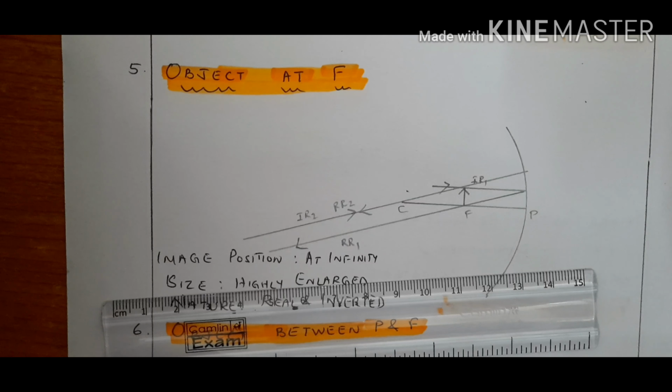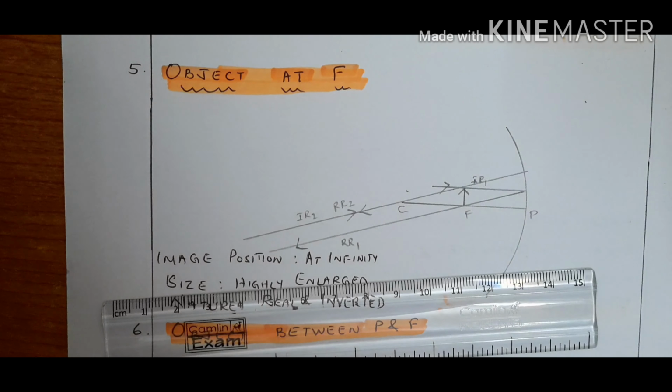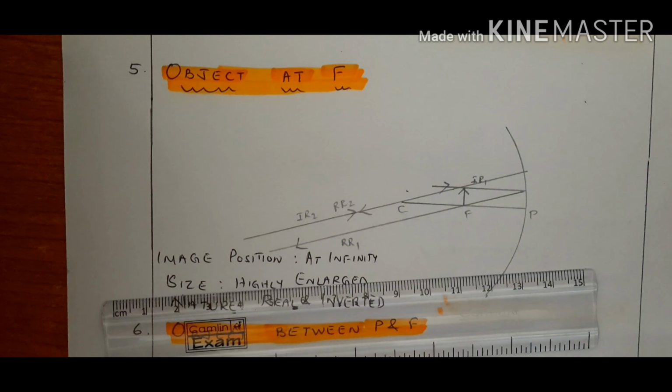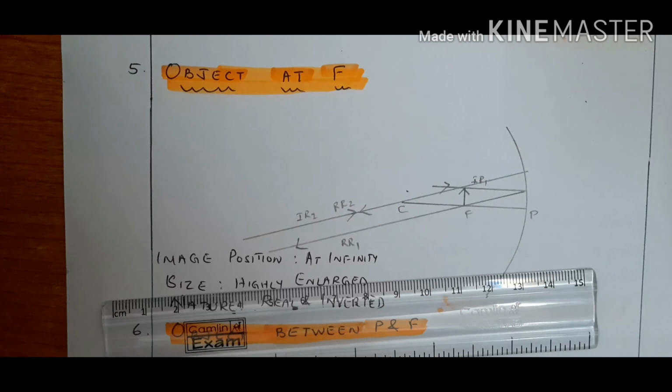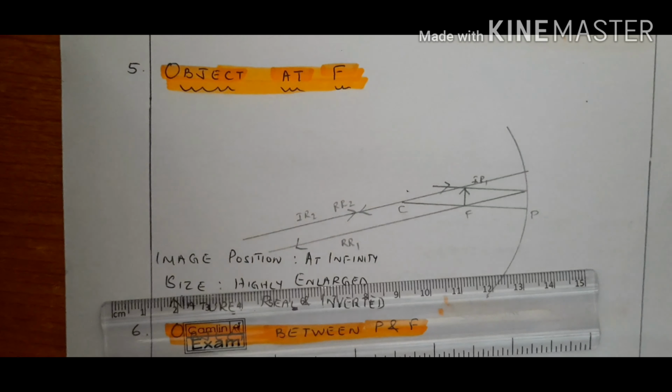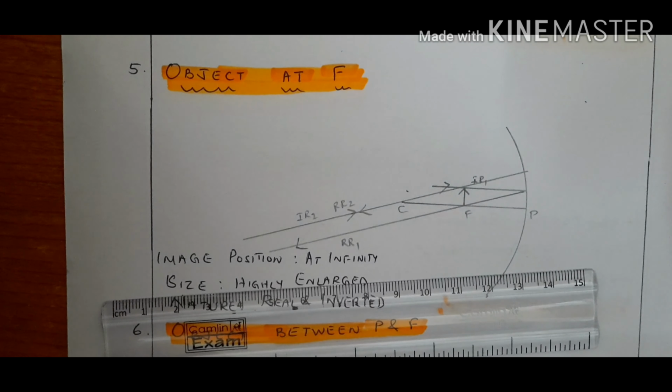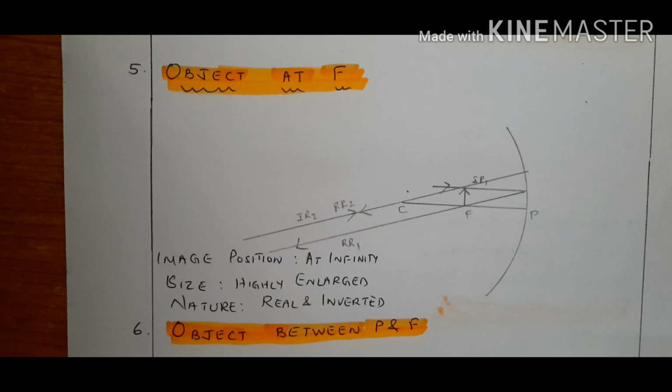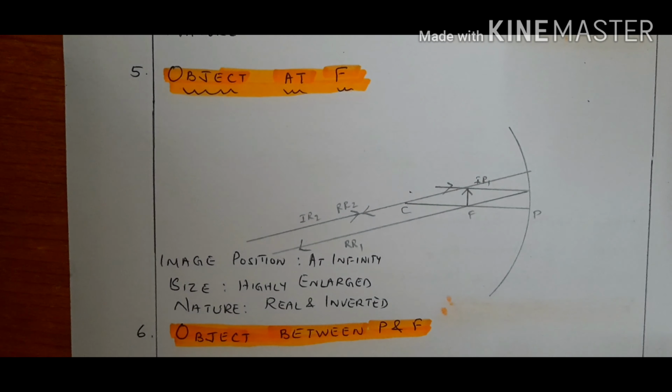Now what do you see about the two reflected rays? The two reflected rays are going parallel to each other. Now when rays are going parallel, we'll say that the rays will meet at infinity. So the image is real and inverted.